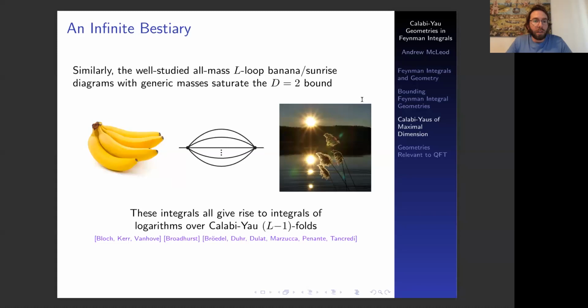The well-studied all-mass L-loop banana or sunrise integrals also saturate the d equals 2 bound. This was, of course, not pointed out by us because these integrals have been studied much longer. But these integrals all give rise to integrals of logarithms over Calabi-Yau L minus 1 folds.